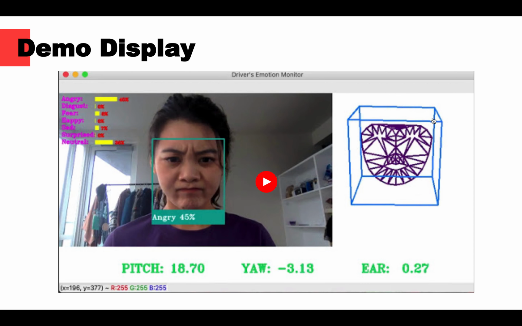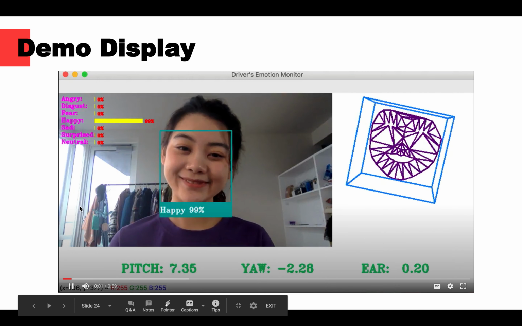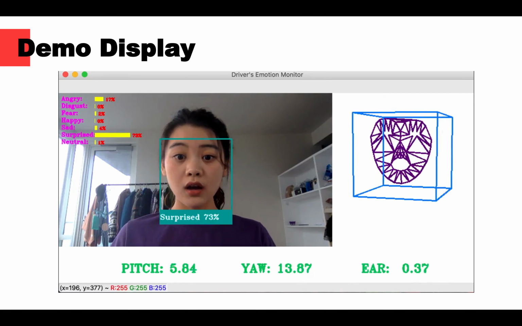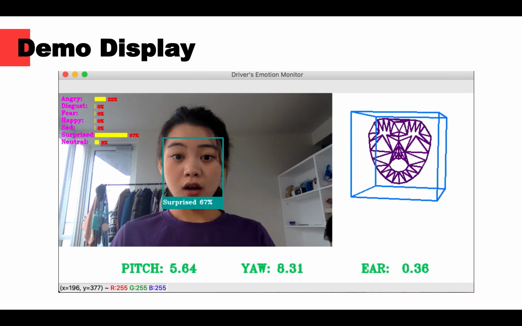On the right side of the screen are the landmarks mask of my face. The cube represents the projected 3D coordinates, which visualizes the yaw and pitch angles. The bottom shows the three values computed in real time. First, I make happy and surprised expressions, and then I close my eyes to show a sleepy state.